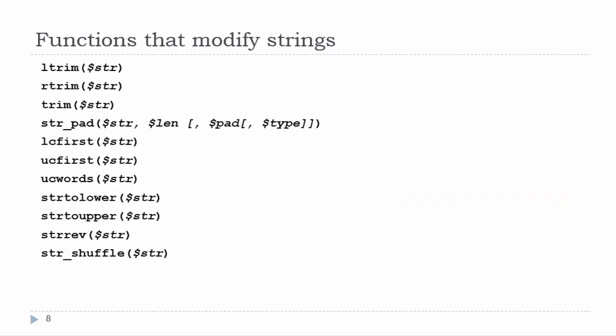Some other very useful functions. Ltrim for trimming spaces to the left of a string. Rtrim for trimming spaces to the right of the string. Trim for trimming spaces on both sides. You always want to use the trim function when you're returning values from a form. You don't want unnecessary spaces on the right or left because usually these will be put into the database.